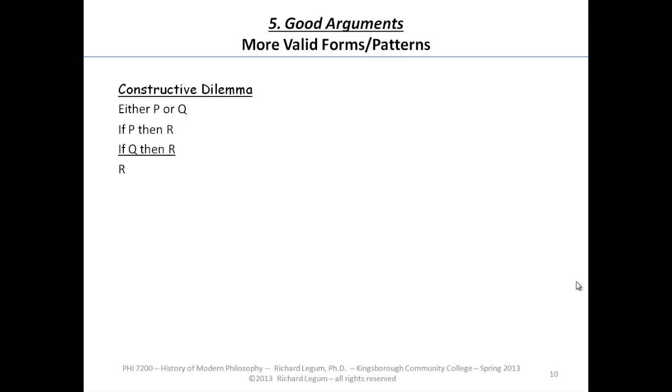The idea is one or the other is true, P or Q. P implies the third thing R. Q implies the third thing R. And you know one of those two, P or Q, is true, so you can conclude R. Give yourself a couple examples. See if you can come up with a good example of that.